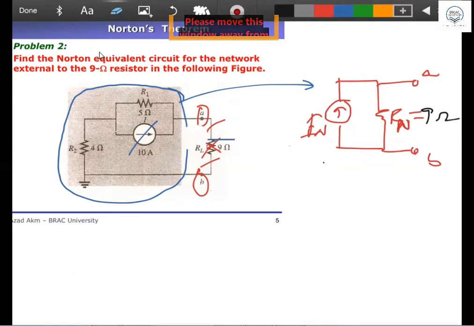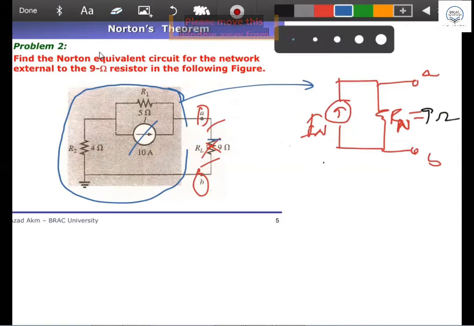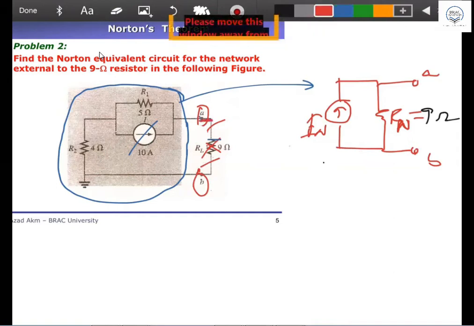Now, if you want to find I Norton, what to do? Remember, A and B terminals should be short circuited. That is the way. You have to short the AB terminal. This resistor will be shorted. Now, if you short circuit this and then you find the current, the I short circuit through this, that is your I Norton.